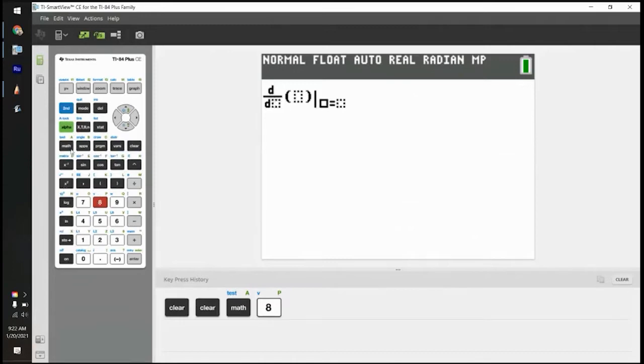So you want d over dx, because in this case we're doing the derivative with respect to x. You can change that variable to anything you want, though. So say you were doing the derivative with respect to t or something like that, you could put a t in there. You can put whatever you want. We're just going to do an x for now.